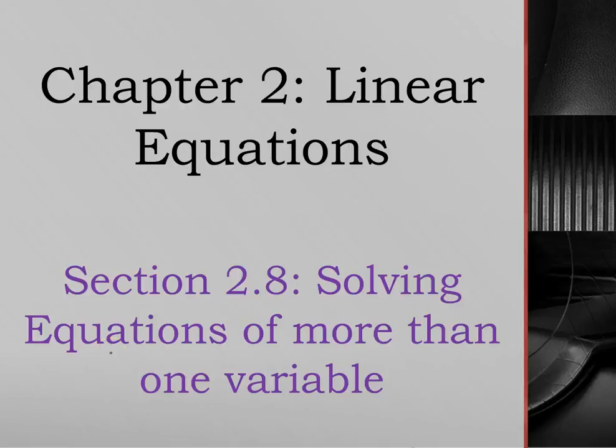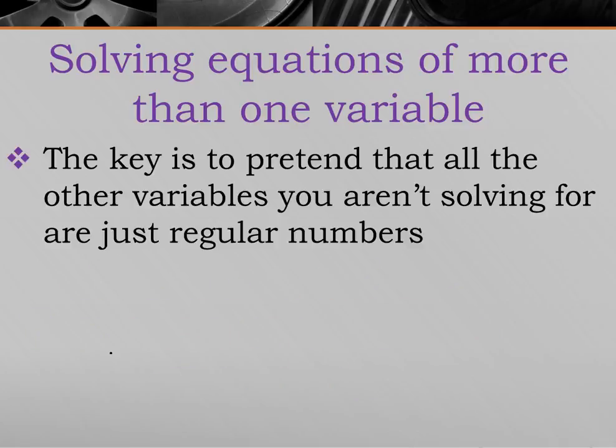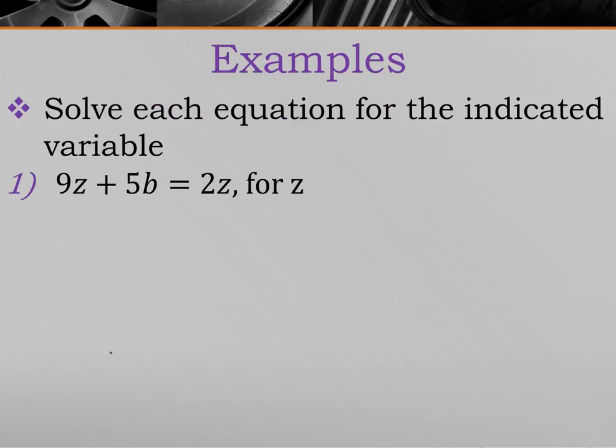Alright, so today we're going to talk about how to solve an equation that has more than one variable in it. Now, these are not systems of equations where we have two or more equations for two or more variables. Here we only have one equation, more than one variable. We want to isolate one of those variables. So the key is to pretend that all the other variables you aren't solving for are just regular numbers and move them around as you would anything else we've done in this chapter. That's the key for these problems.